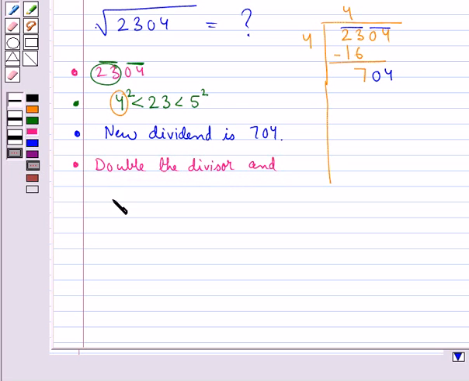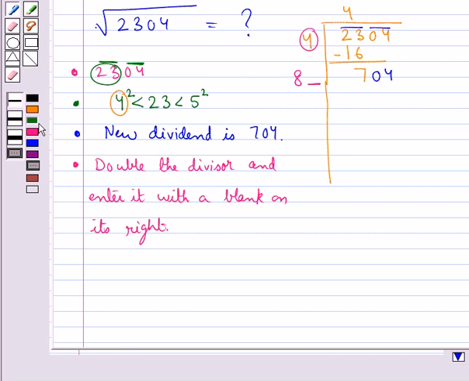and enter it with a blank on its right. Now, double of 4 would be 8. So, we write here 8 with a blank to its right.